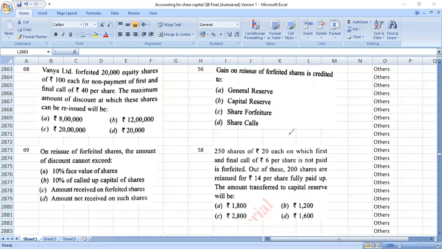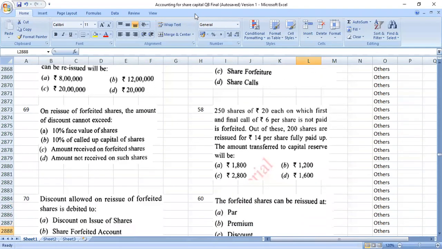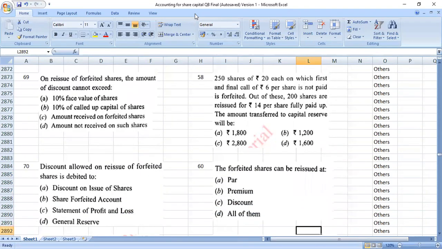Right. Gain on reissue of forfeited shares is credited to? Gain on reissue is credited to capital reserve. Gain on forfeiture is credited to share forfeiture account. On reissue of forfeited shares, the amount of discount cannot exceed the amount received on forfeited shares, excluding premium.